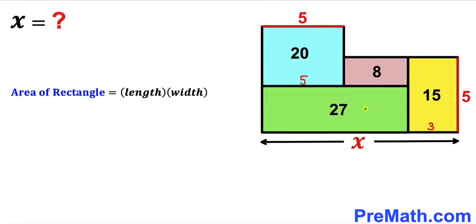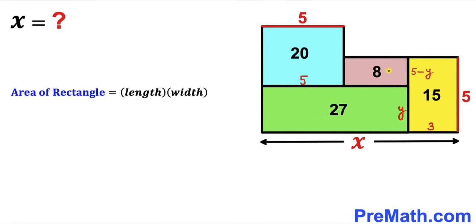Here's our next step. Let's focus on the green rectangle. Let's assume that this side length is y units. Now let's make an observation. We can see that this side length is 5, so this side length has got to be 5 units as well. And moreover, we know that this segment length is y, so this remaining segment length is going to be 5 minus y.